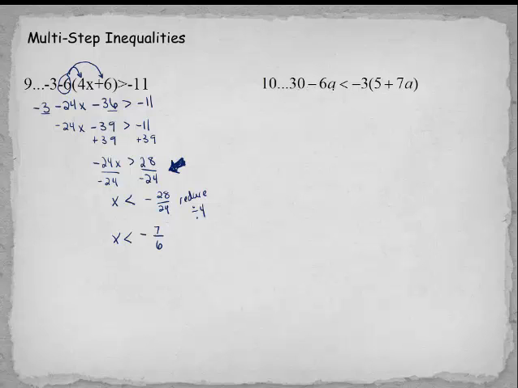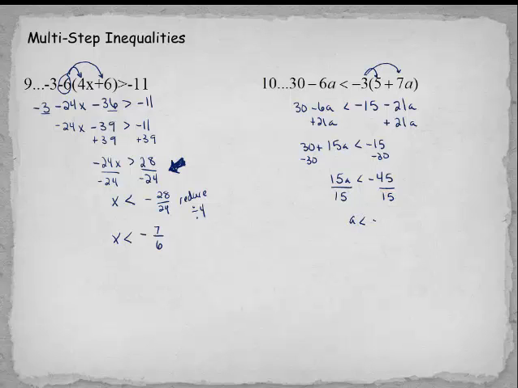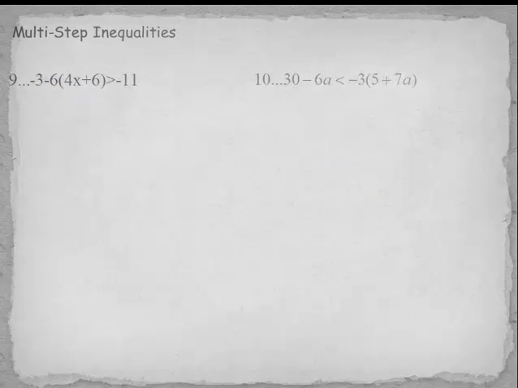Here I have 30 minus 6a is less than negative 3 times 5 plus 7a. So I need to multiply that negative 3 in. I have 30 minus 6a is less than negative 15 minus 21a. I'm going to add 21a to both sides. So I have 30 plus 15a is less than negative 15. I'll subtract 30 from both sides. That gives me 15a is less than negative 45. I'll divide both sides by 15, and I will have that a is less than negative 3. Okay, so that's how we'll solve the inequalities.